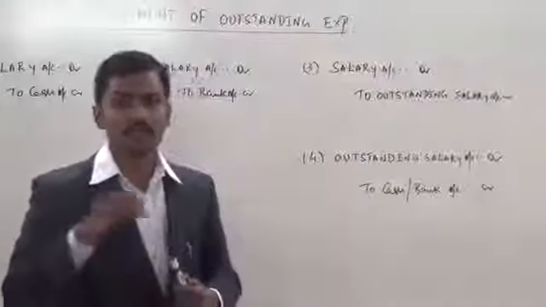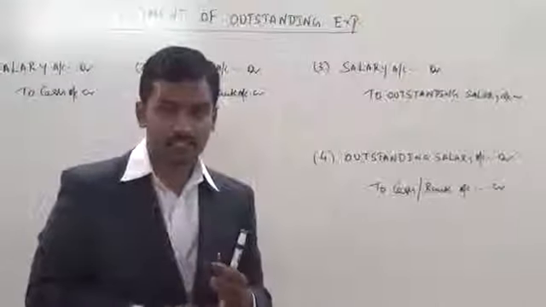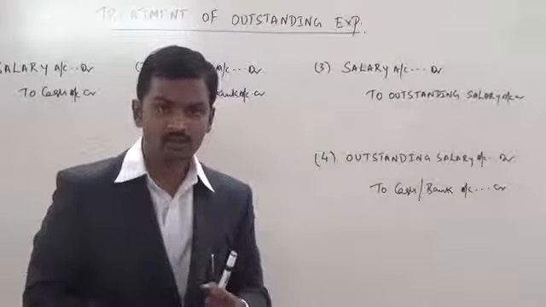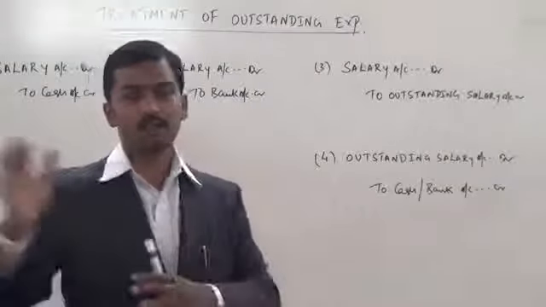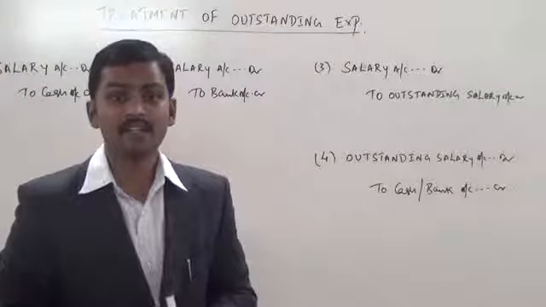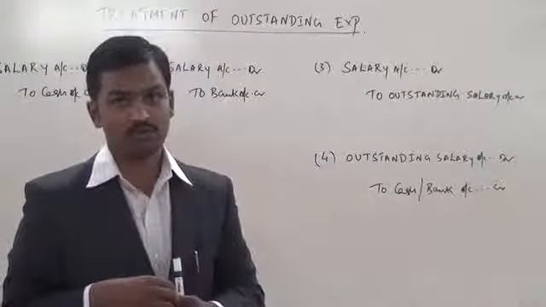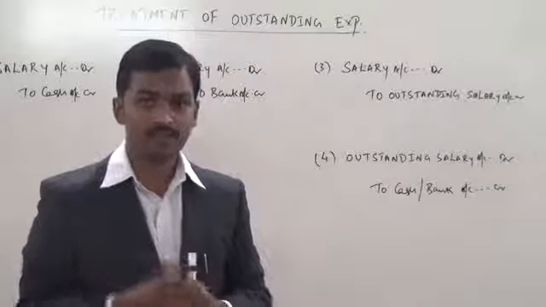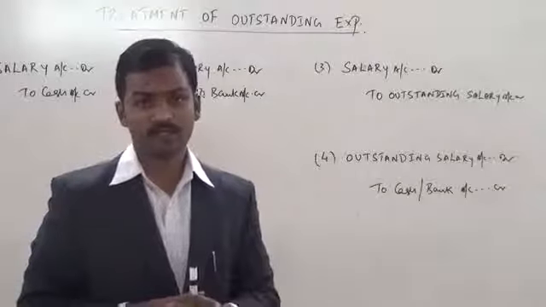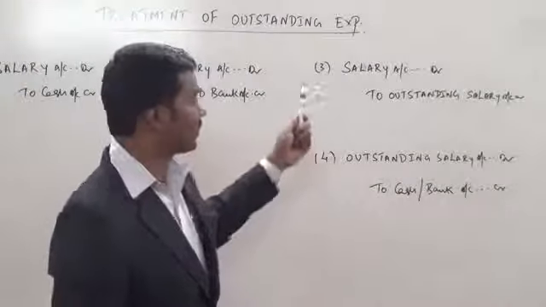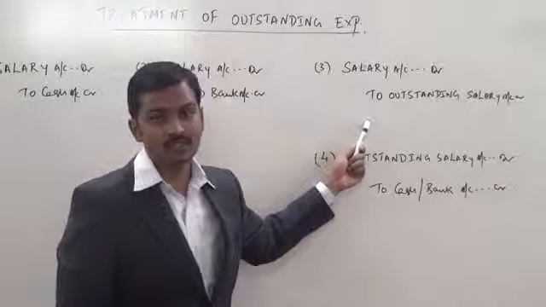So what is the entry we pass for salaries due but not paid? The entry is salaries account debtor to outstanding salaries account. We recognize the expense and till the time we pay the money to the workers, we have to show the workers as creditors in our books of accounts. They have worked, they have given us benefits. So till the time we pay money to them, they are creditors to the business. Okay, so when salaries are due but not paid, this entry we pass: salary account debtor to outstanding salary account.